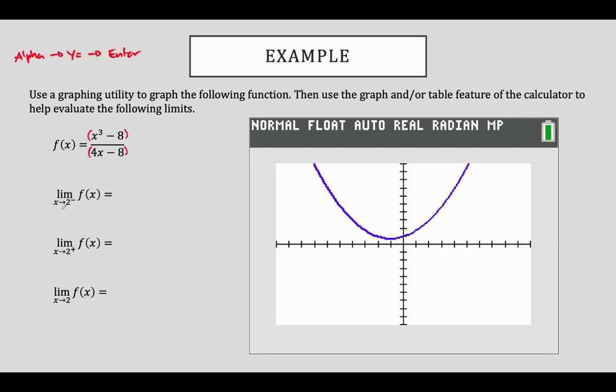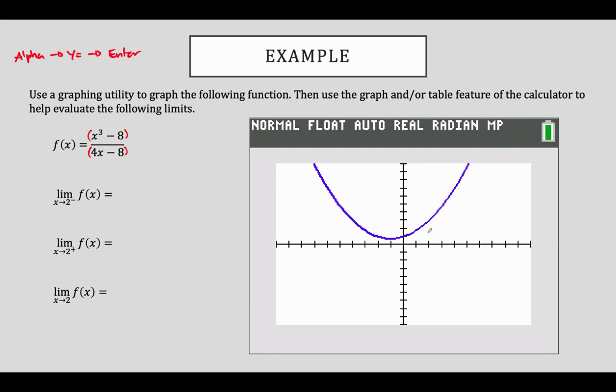And we are being asked to evaluate the limit as x approaches 2 from the left, from the right, and our general limit as x approaches 2. Well, here we have x equals 2. And based off of the graph, it almost looks like, okay, as x is approaching 2, my y values are approaching 3. And it's not particularly easy to see exactly what that value is. But we can use the table feature of our calculator to see if we can get a better idea of what's happening.